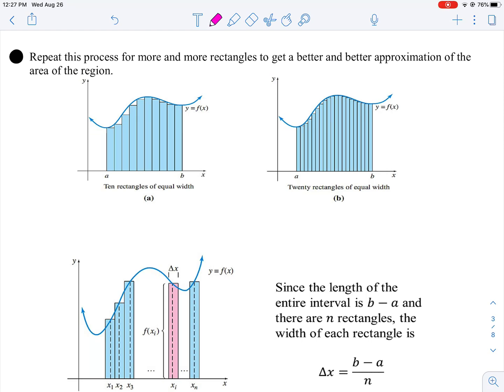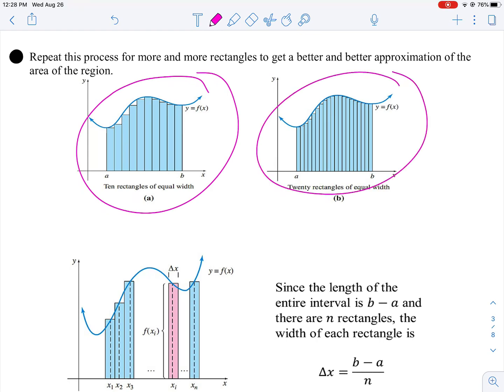So if you look at these pictures, you notice that I can use more rectangles, that has 10 of them, and it covers more of the area underneath my curve. But if I use 20 rectangles, I cover even more area underneath my curve. There's less white space that I haven't covered. And the more rectangles you use, the better your approximation is going to be, right?